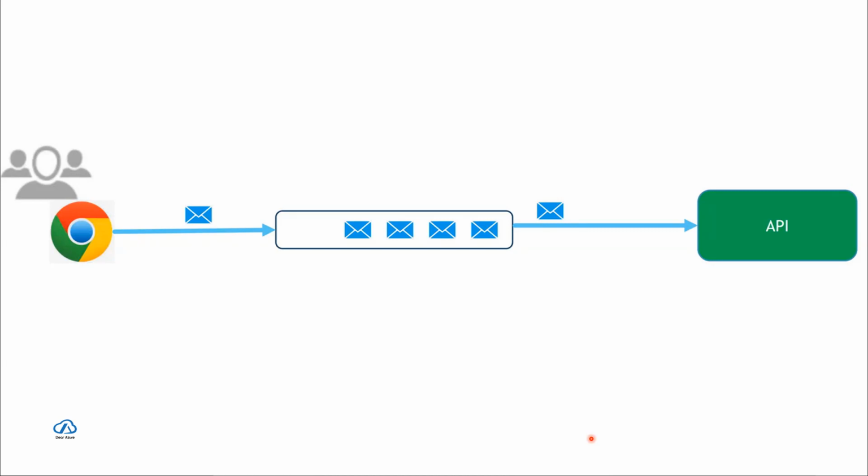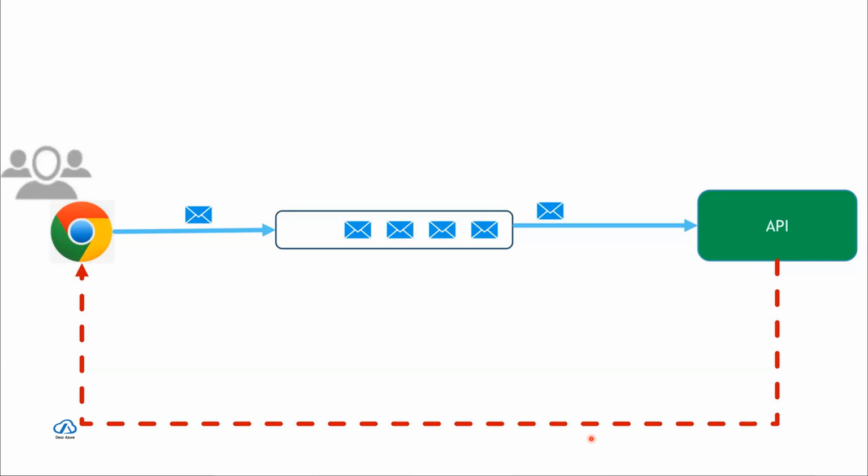Now, when the API wants to send the data back to the Chrome application, how can the API send an asynchronous response to the Chrome application? This is exactly the challenge that we have here. And this is how the asynchronous request reply pattern is going to help us solve this problem.